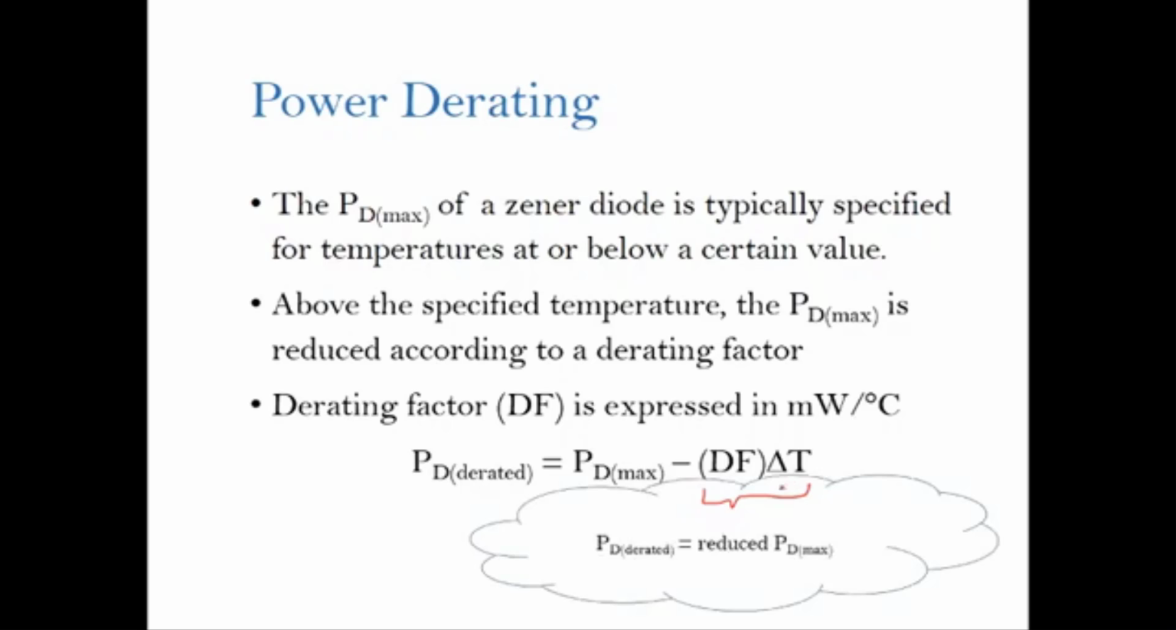So PD derated is the reduced PD max. PD max is the maximum power dissipation at the reference temperature. PD derated is at a specific temperature.